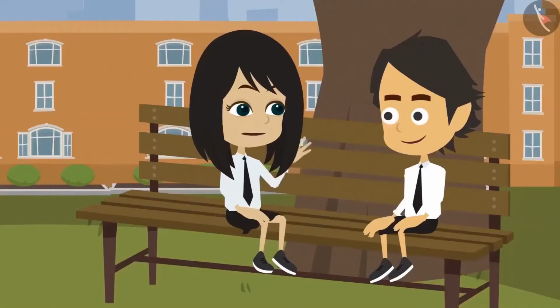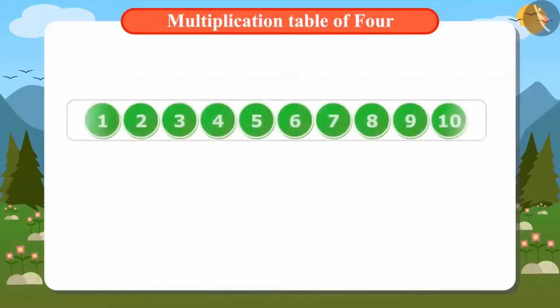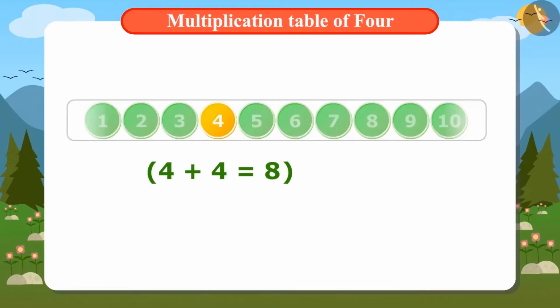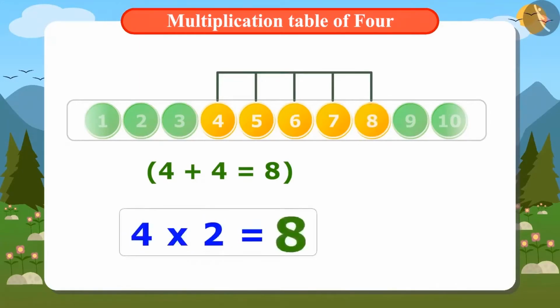Now we got to know the first number in the multiplication table of 4. There are 2 ways to find the next number. Either add 4 2 times or find the fourth number after 4. Adding 4 2 times gives us 8. Now we will find the fourth number after 4. That is first, second, third and fourth number is 8. The answer is the same in both ways. That is 8. That means 4 2s are 8.